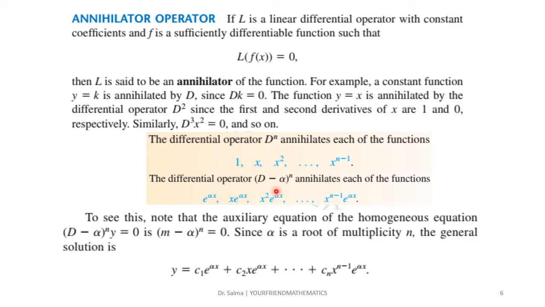write it in terms of a homogeneous differential equation, then we can write (D minus alpha) raised to power n y is equal to 0, and its auxiliary equation will be (m minus alpha) raised to power n is equal to 0. We will get alpha as a root of multiplicity n, so its general solution will be c1 e raised to power alpha x plus c2 x e raised to power alpha x, and so on, plus cn x raised to power n minus 1 e raised to power alpha x. So this means this function annihilates all of these, so that we get 0.